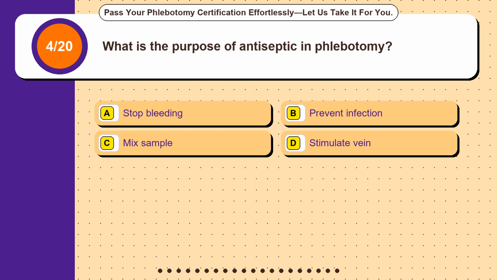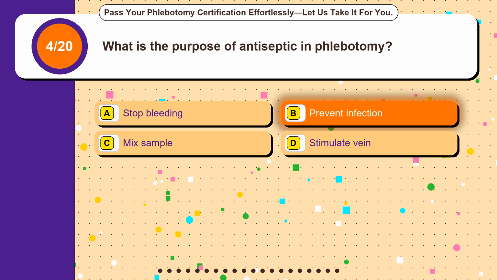Question 4. What is the purpose of antiseptic in phlebotomy? Option A, stop bleeding. Option B, prevent infection. Option C, mix sample. Option D, stimulate vein. The correct answer is option B, prevent infection.